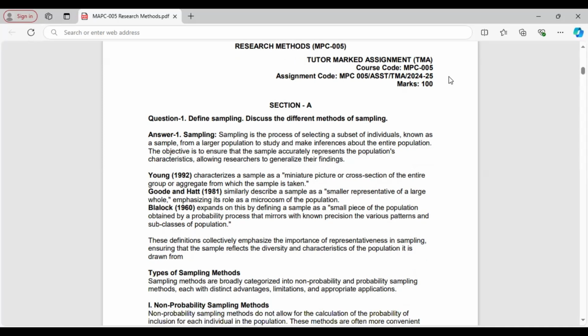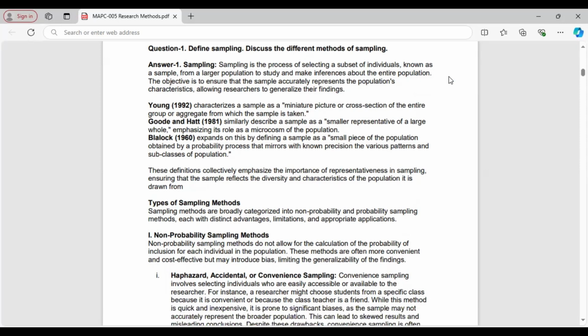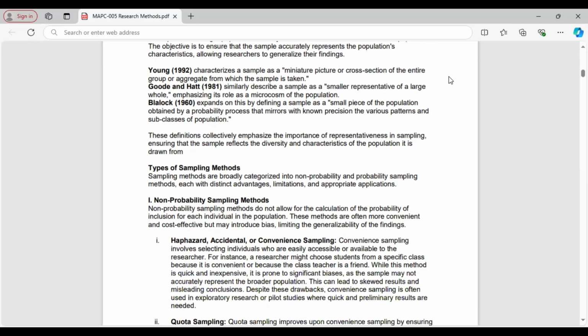Next, we move on to the types of sampling. There are two types of sampling methods, non-probability and probability sampling methods. We'll start with non-probability sampling methods. These methods do not allow for the calculation of probability of inclusion of each individual in the population. Although they are more convenient and cost-effective, they may introduce bias, limiting the generalizability of the results. It includes the following categories.